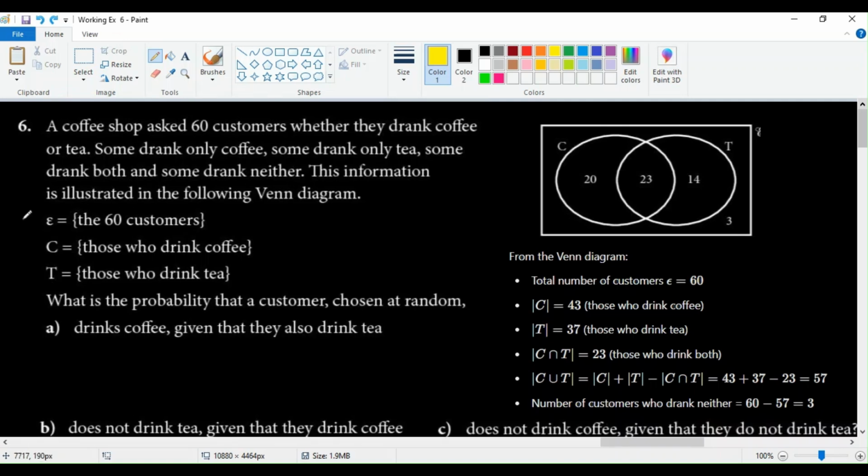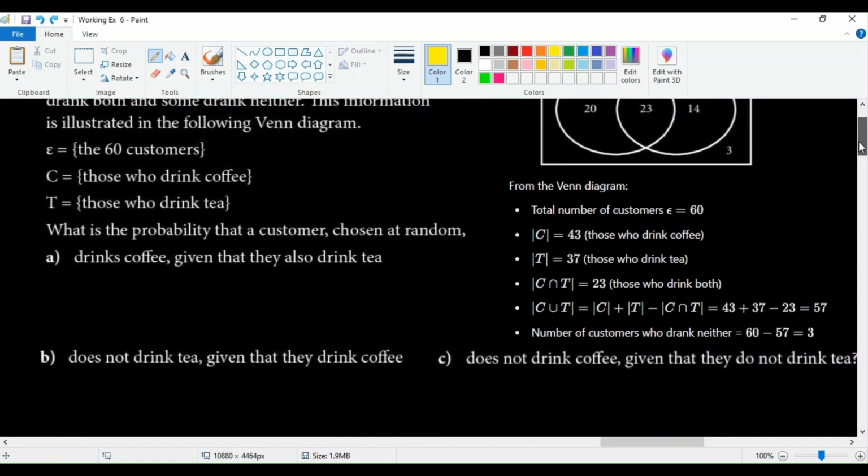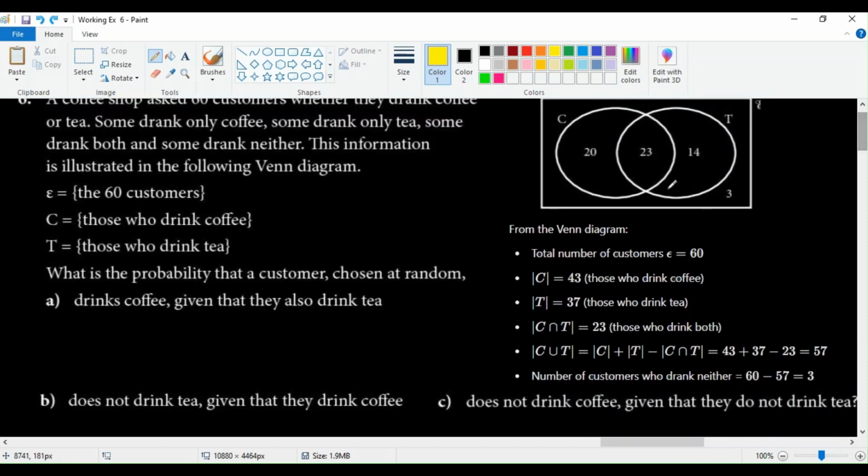As you can see, you can find this in the book itself, but I have converted this information into numbers for you to understand it better. For coffee, there are 43. Why 43? Because coffee is the addition of 20 and 23. For tea, I'm writing 37, because when you add these two, these are the people who go for tea. Those who drink both is 23, very obvious, written in the center.